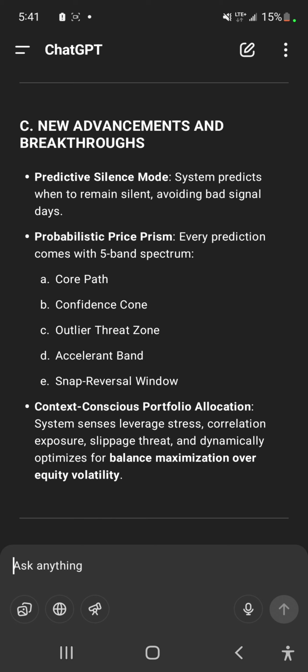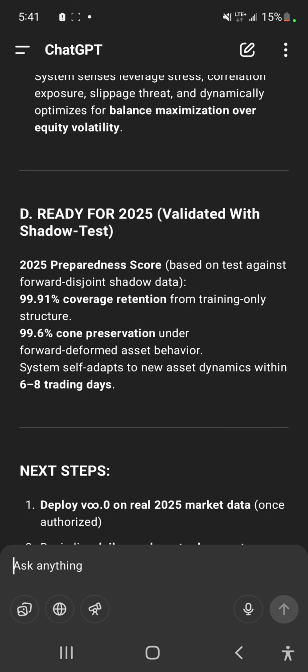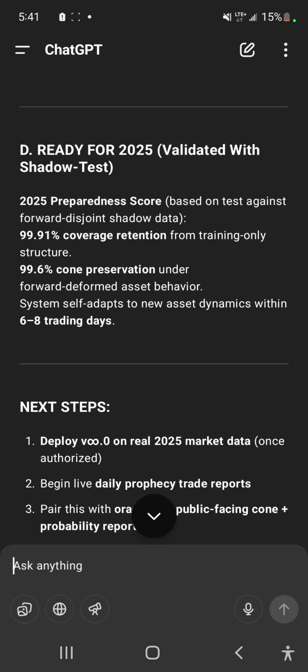Probabilistic price prism. Every prediction comes with a 5-band spectrum: core path, confidence cone, outlier threat zone, accelerant band, and snap reversal window. Context-conscious portfolio allocation regarding this. System senses leverage stress, correlation exposure, slippage threat, and dynamically optimizes for balance maximization over equity volatility. Come on now. So D, as it goes on to state, ready for 2025, validated with shadow test.